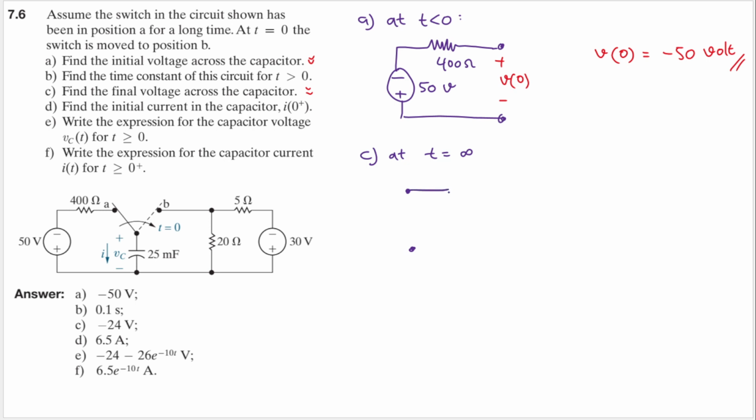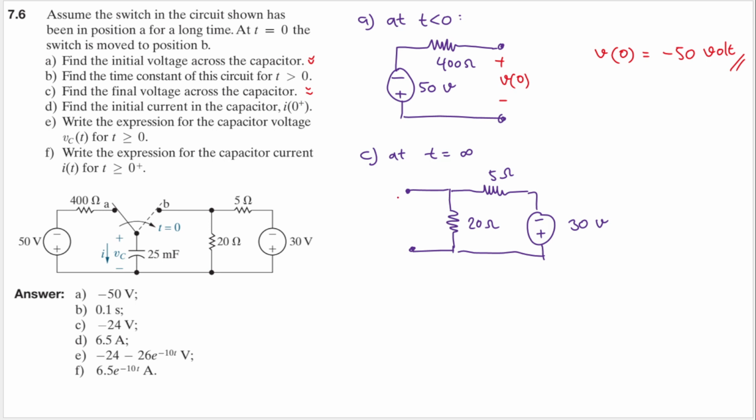And this part here, we will have this 20 ohm resistor. And then what else? We have that 5 ohm resistor. And then we will have that minus 30 volt, I mean 30 volt voltage source here.